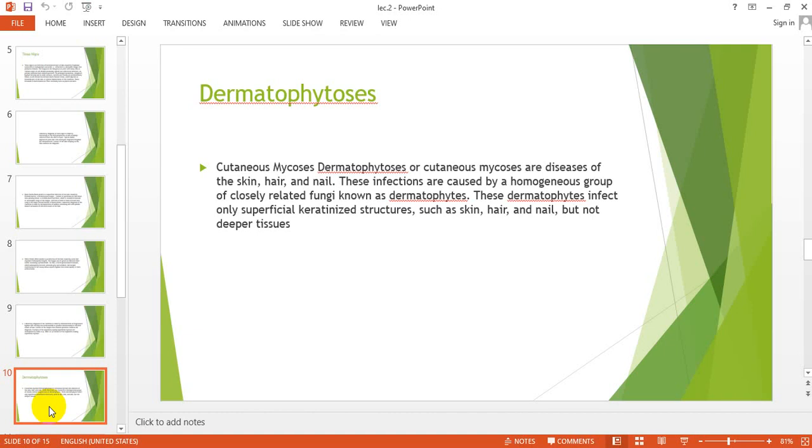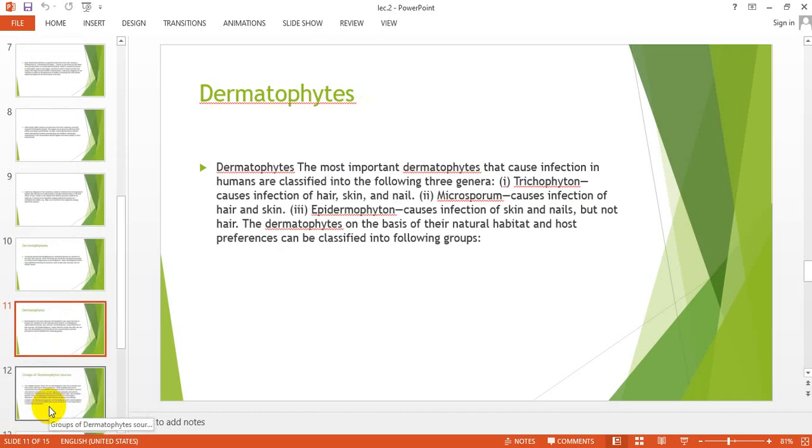skin. We have cutaneous and subcutaneous. The subcutaneous layer cannot be penetrated by this type of fungal species. Dermatophytes, the most important cause of infection in humans, are classified into the following three genera. As we said before, Trichophyton, Microsporum, and Epidermophyton. And each one infects a specific location in human beings. On the basis of their natural habitats and host preferences, the dermatophytes can be classified into the following groups.